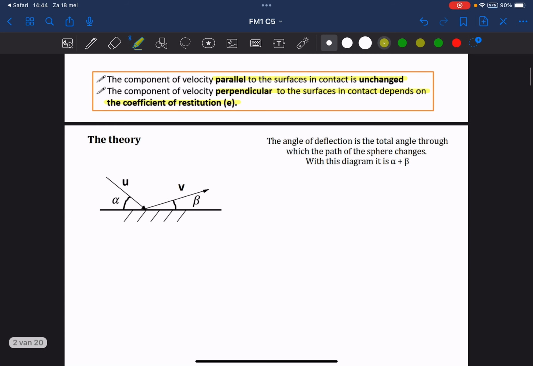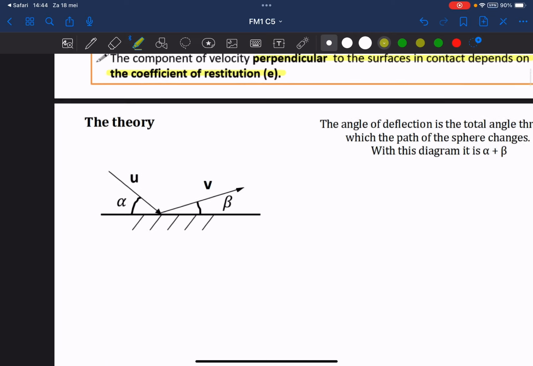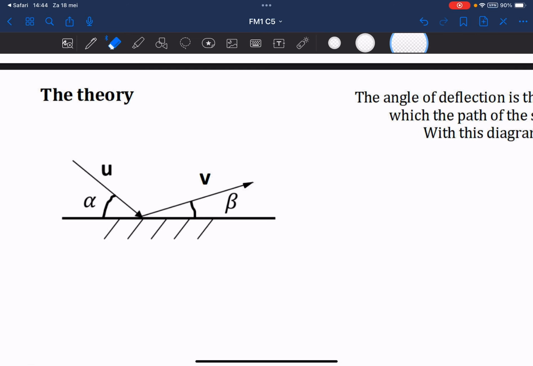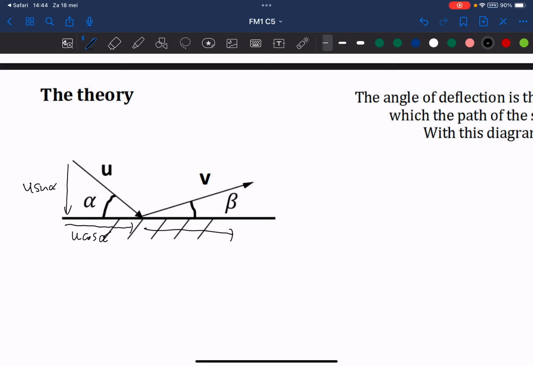So, let's actually look at what this is going on about with the theory. Theory-wise, we could split this up into its component parts. So let's do that. We have u times the sine of alpha. Again, I'm assuming you know how to do this from normal mass mechanics. Times u cosine of alpha there. And this speed, of course, continues on with v times the cosine of beta.